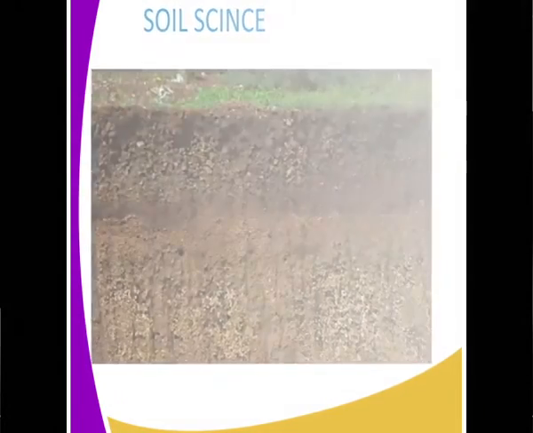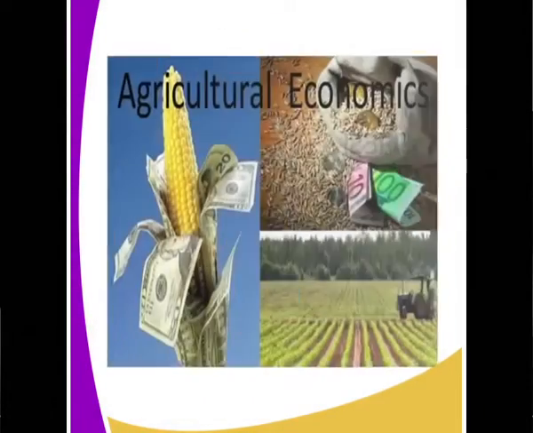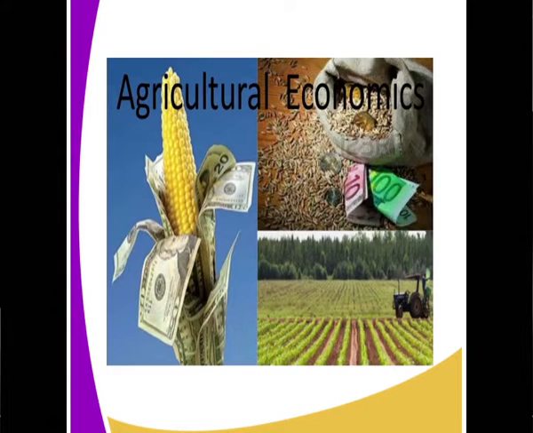The fourth branch, we have agricultural economics, and it deals with how we can combine the factors of production. For example, we have the land, we have the labor, we have the capital, and also entrepreneurship. How can we combine these factors of production in order to maximize the profit?